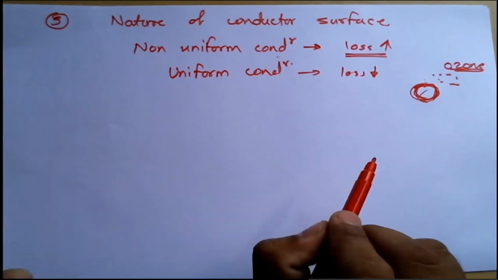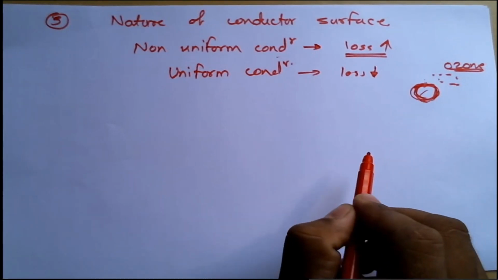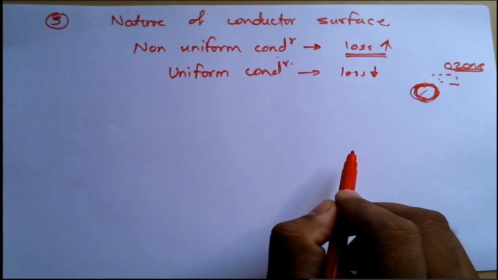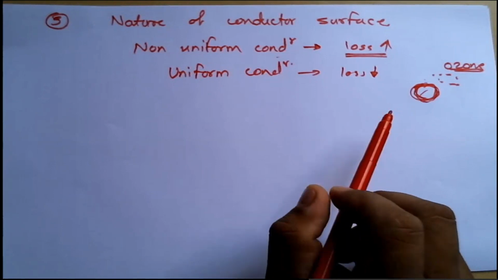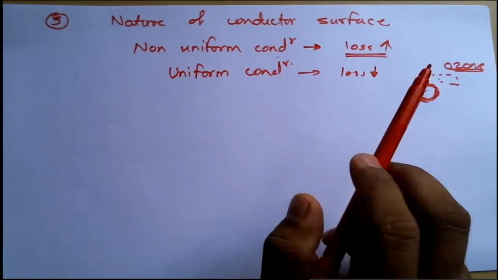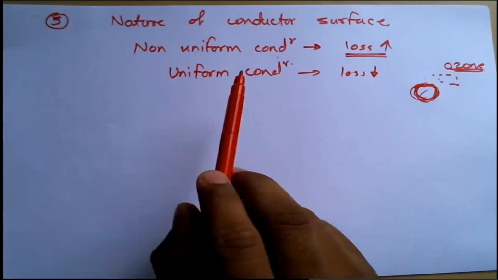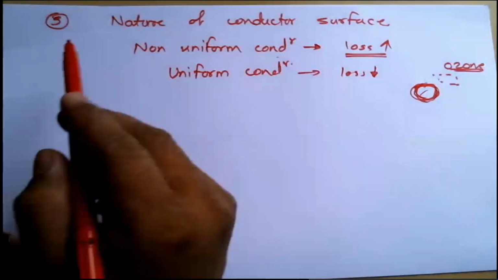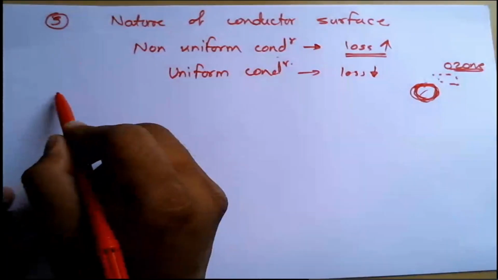So generally we are going for aluminum or ACSR, aluminum core steel reinforced, or triple AC, all aluminum alloy conductor. So in that case the loss is lesser. So make sure that the conductor surface is uniform, otherwise it is going to affect the corona loss.